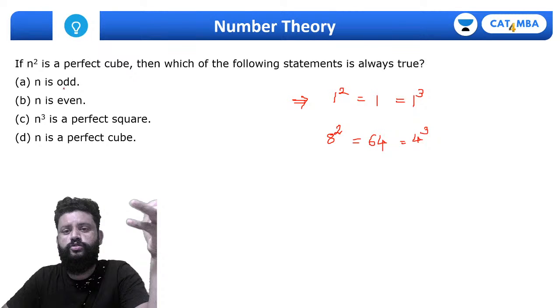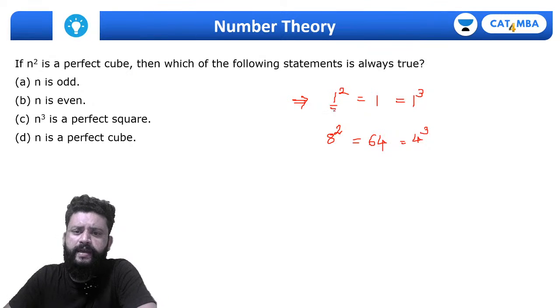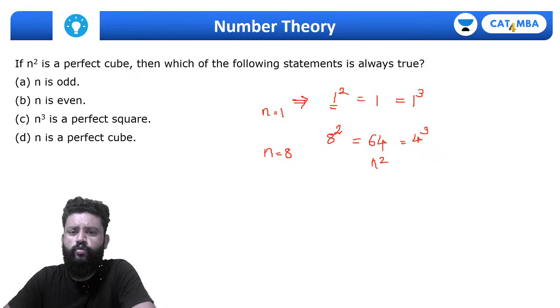N is odd, is it right? N is odd. What is n here? This is n square, which means this is 8 square. So n is basically 8 here. And here, n is 1. So whether it is odd or even, we cannot say surely.